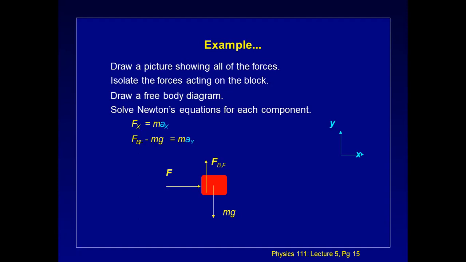And then if we're going to consider the y component of the forces, we have FBF minus mg is equal to mass times your acceleration in the y component. Why is mg, or the weight of the box, negative? Because it's pointing downwards. And then we have your FBF, which points upwards. So that is positive for FBF and negative for the weight of the box, or mg.